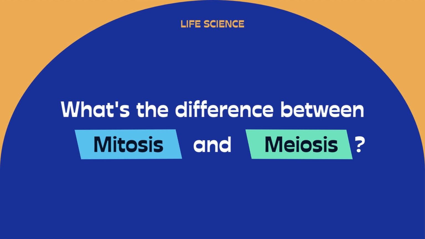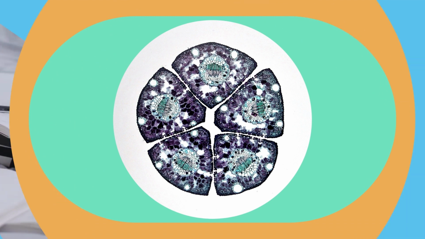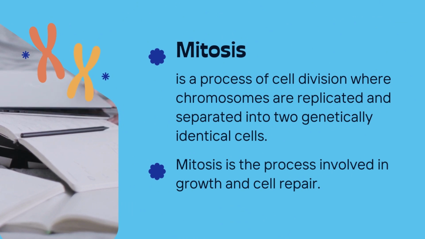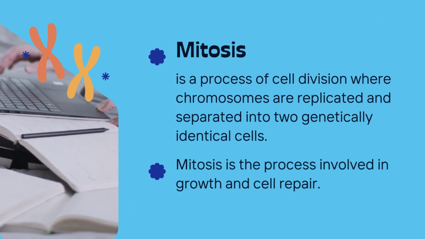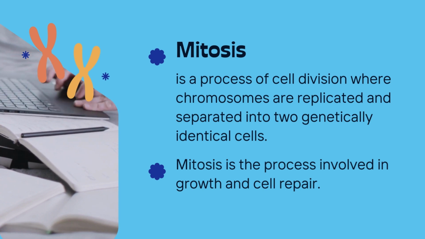The major purpose of mitosis is for growth and to replace worn-out cells. If not corrected in time, mistakes made during mitosis can result in changes in the DNA that can potentially lead to a genetic disorder. Mitosis is a process of cell division where chromosomes are replicated and separated into two genetically identical cells. It is the process involved in growth and cell repair.